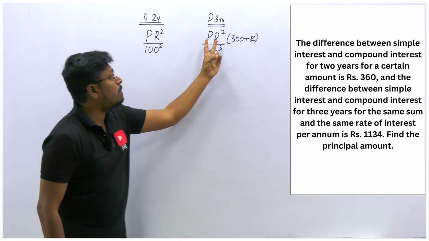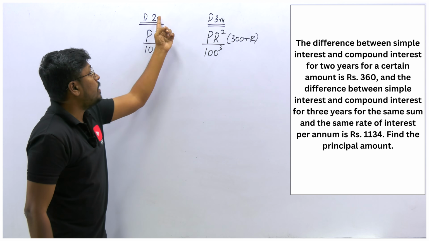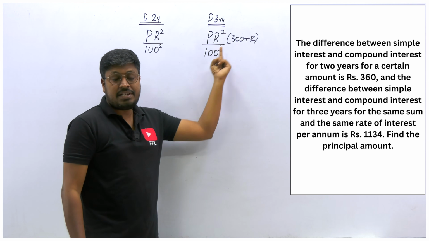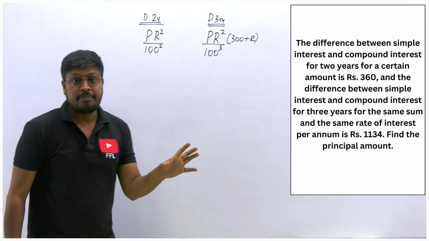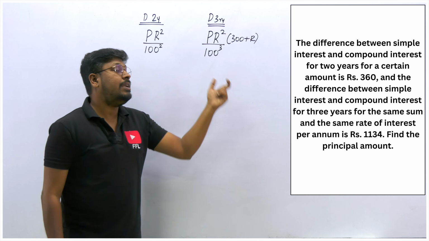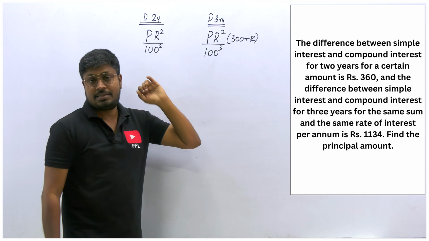So first, P R square is common. Because of 2 years, we write 100 square. Because of 3 years, we write 100 cube. Additionally, we write 300 plus R. That's it. The same formula can be written in a different way. It's your wish, but finally the formula will be this one for 3 years and this one for 2 years.